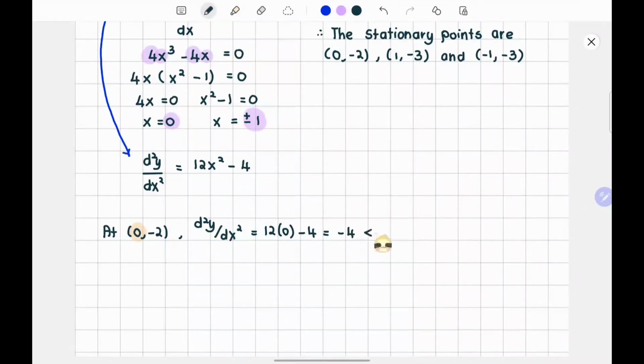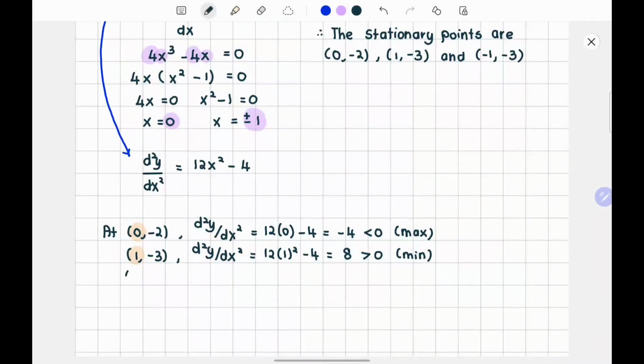Negative 4 is less than 0. Bila less, ini adalah maximum. Then at point 1, negative 3. Okay, so second kita dapat berapa? Kita sub value x dalam second derivative. So 12 times 1 square minus 4. Then we get 12 minus 4, we get 8. 8 is greater than 0. So minimum.